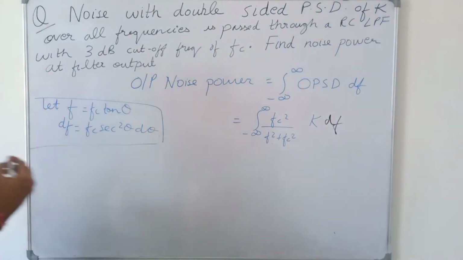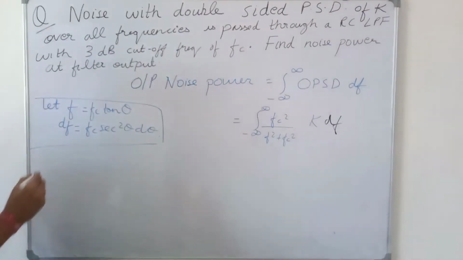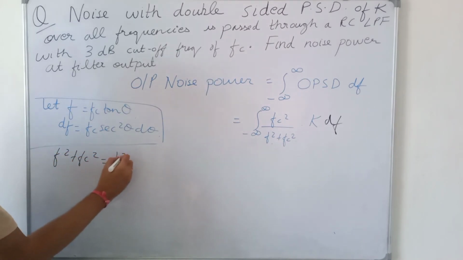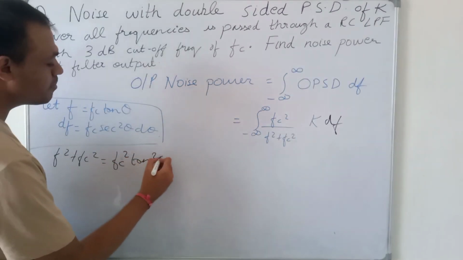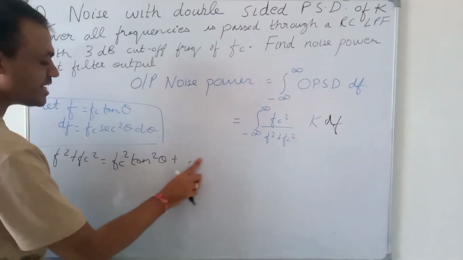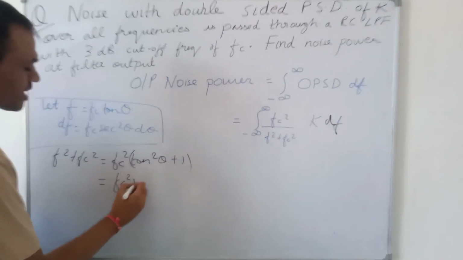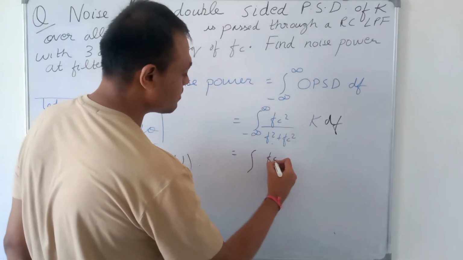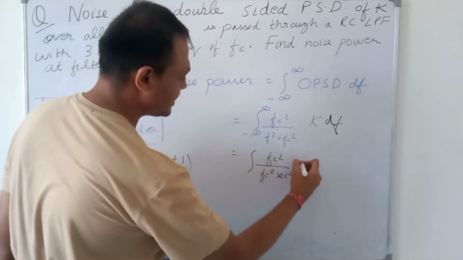So we are finding the value of f² + fc². Since f is fc tan θ, f² + fc² will be equal to fc² tan²θ + fc². We can take fc² common, so it will be fc² (tan²θ + 1), and 1 + tan²θ is equal to sec²θ, so this is fc² sec²θ. So this will be equal to fc² upon fc² sec²θ into k.